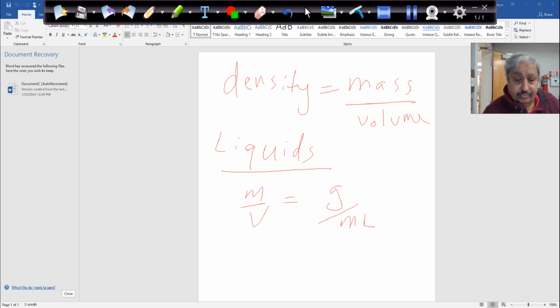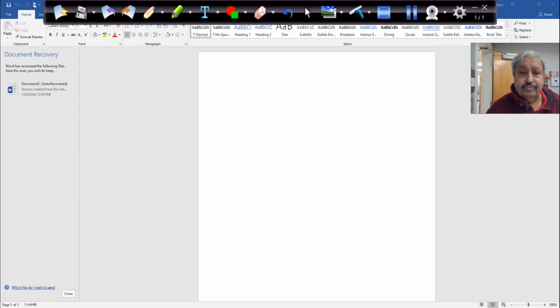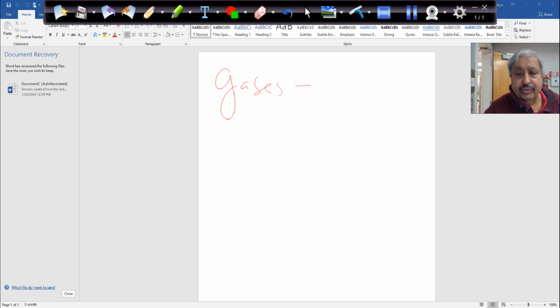For the solids, we'll be using grams per centimeter cube, or grams per cc. Cc means cubic centimeter. Now for the gases, we are using units of gram per liter.